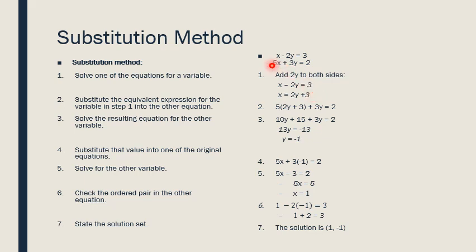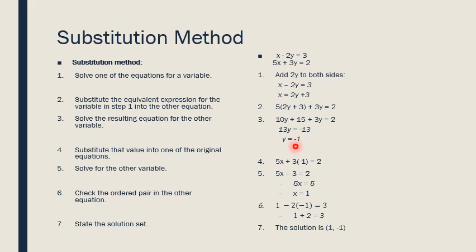So here the other equation was 5x plus 3y equals 2. Instead of 5x, I'm going to substitute 2y plus 3 instead of x. That way I only have one variable in my equation and I can easily solve it. Using the distributive property, 5 times 2y is 10y, 5 times 3 is 15, plus the 3y that was already there equals 2. Combining like terms, I get 13y. Subtracting 15 gives me negative 13. Finally, dividing both sides by 13 gives me y equals negative 1.